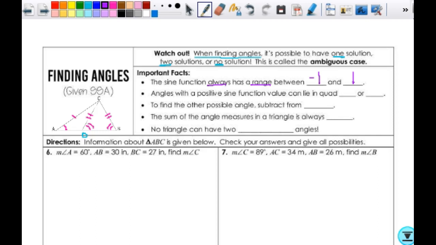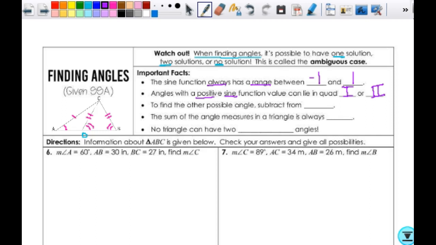So it says angles with positive sine function values lie in quadrants blank or blank. Well, everything's positive in quadrant 1. And then think about all students take calculus. That means the sine values are also positive in quadrant 2. Okay.